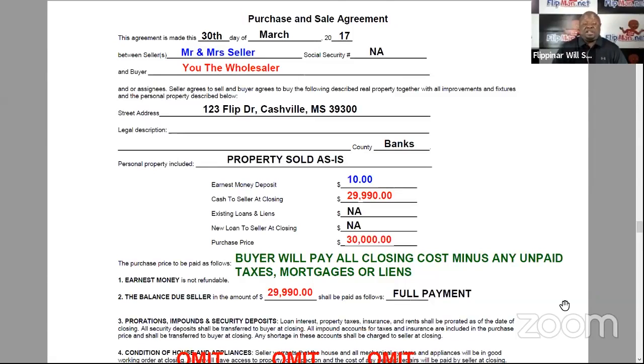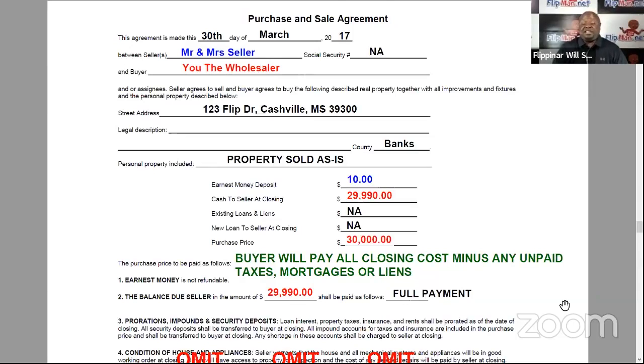So anyway, between the sellers, I just put Mr. and Mr. Seller, that's obviously who that is. And then buyer, you the wholesaler, that's obviously who that is. The actual street address is 123 Flip Drive, Cashville, Mississippi, 39300. I'm not sure if that's a real zip code or not, so don't look it up. County is Banks. Not sure if that's a real county in Mississippi, but just for the sake of this video. Then the property is sold as is.